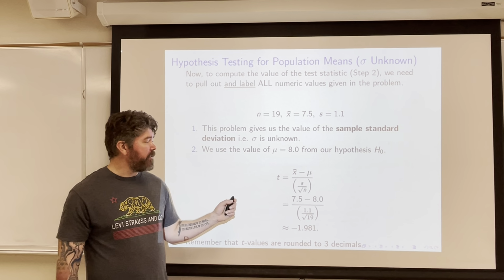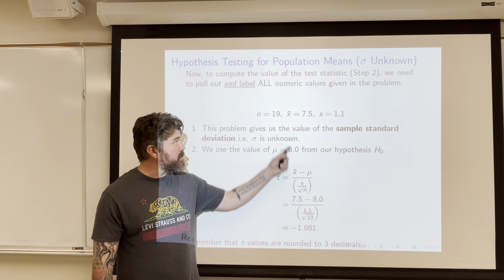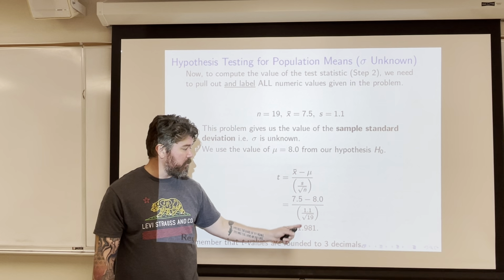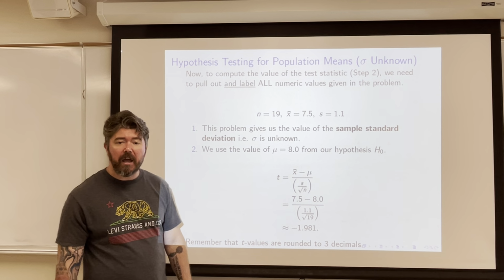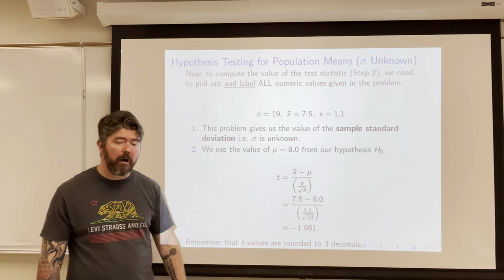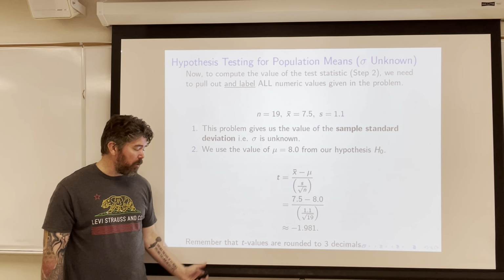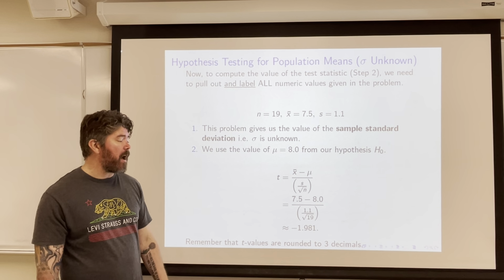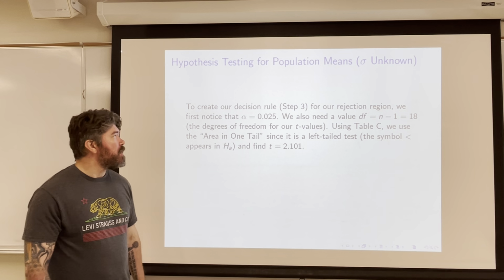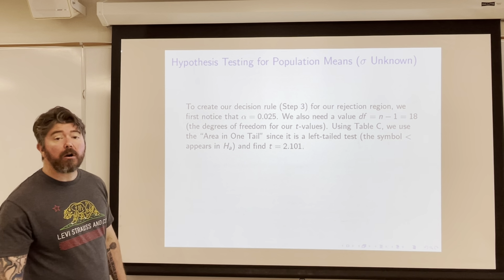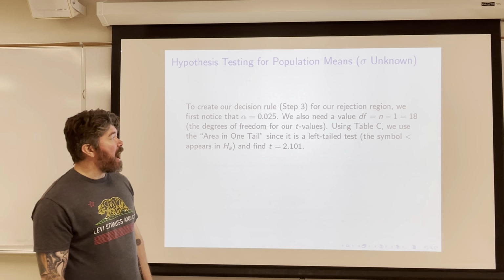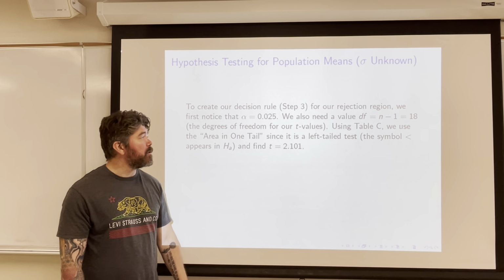So plugging everything into our t formula, x bar, 7.5, our mu was given to be 8.0, our s, 1.1, and our n, 19, we get t is approximately negative 1.981. Now remember that t values, unlike z values, are rounded to 3 decimal places. To create our decision rule, or our rejection region, this is our step 3, we first notice that alpha given in the problem is 0.025.